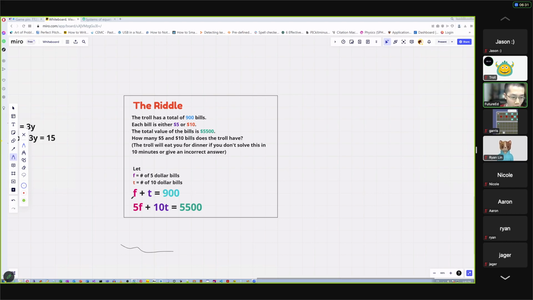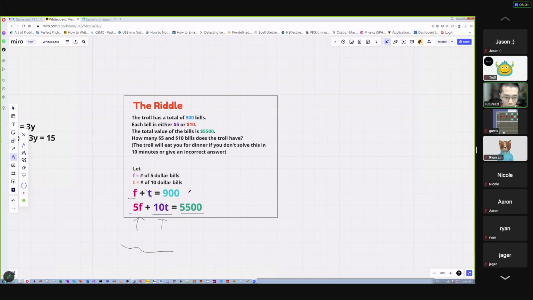Okay, I'm just going to start off with F, okay? I like how F looks, so I'm going to try and get rid of the T today. And how we're going to get rid of the T: we see that we have 5F plus 10T equals 5,500. And there are two variables, right? The T looks like the nastier one. And we want to express T somehow in terms of F, okay?